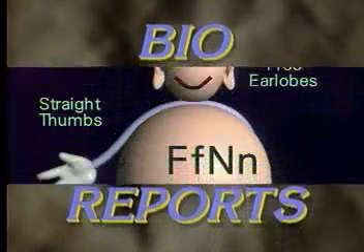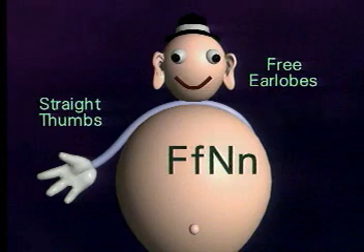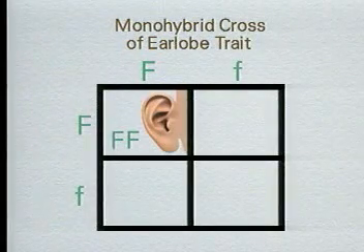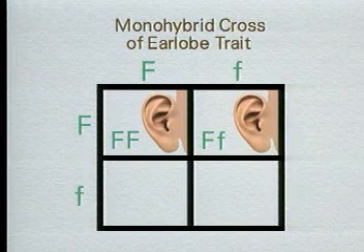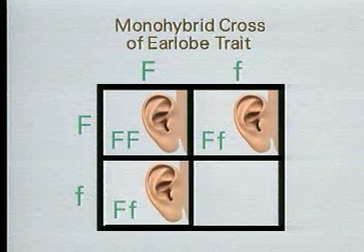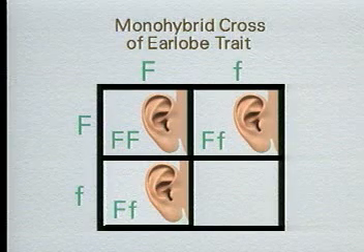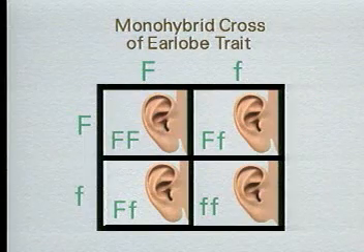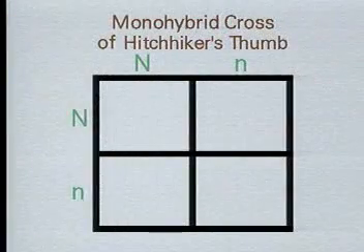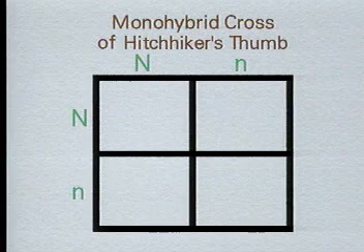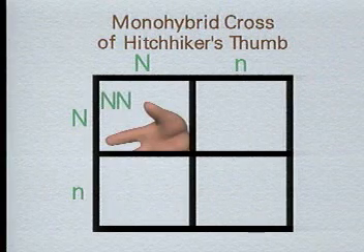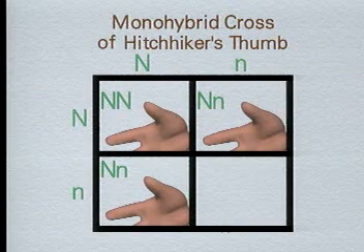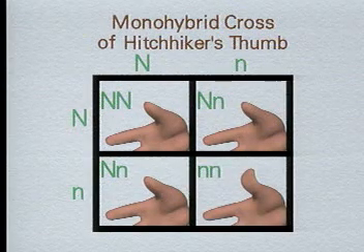Dihybrid crosses can be treated as 2 monohybrid crosses. Using human traits, consider the monohybrid cross of parents heterozygous for the gene for earlobes. Free earlobes are controlled by the dominant allele, capital F, and attached earlobes by the recessive, small f. Then consider a monohybrid cross between 2 parents heterozygous for hitchhiker's thumb. The straight thumb is determined by the presence of the dominant allele, capital N. The bent thumb is due to the presence of only recessive alleles, small n.